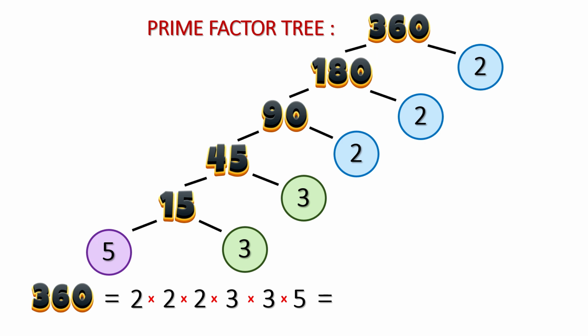This product can also be written as the product of powers, that is, the product of 2 times 2 times 2, which can be written as 2 cubed. The product of 3 times 3 can be written as 3 squared, and the multiplication by 5. And this would be the prime factorization of the number 360. Easy to see, hard to forget.